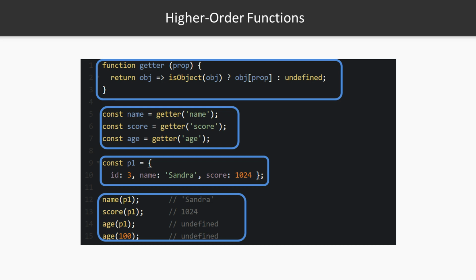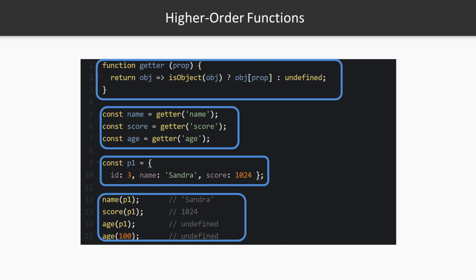Notice how much cleaner this looks than rewriting the isObject check and the ternary operator to return obj[prop] or undefined over and over. It's even a mouthful to say. So it's less code and it's also more expressive. And this is why writing generic functions can be so powerful.